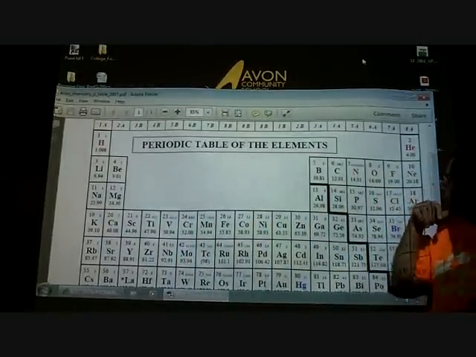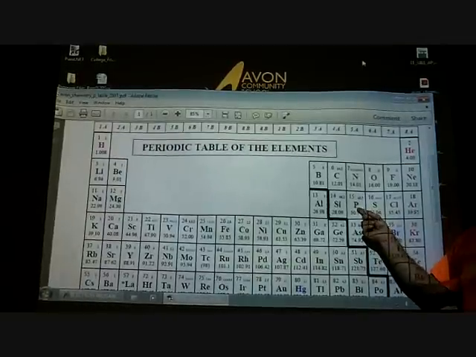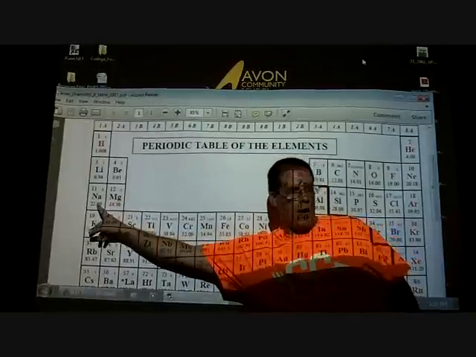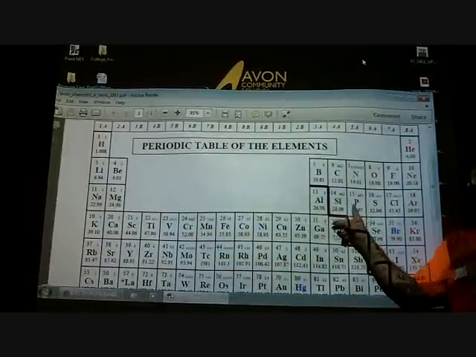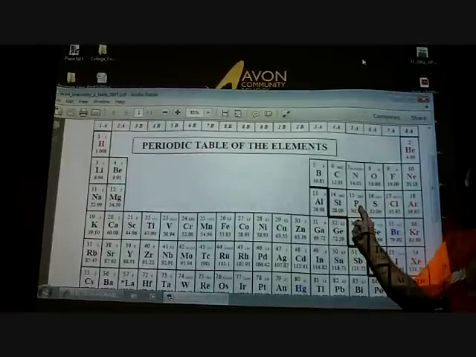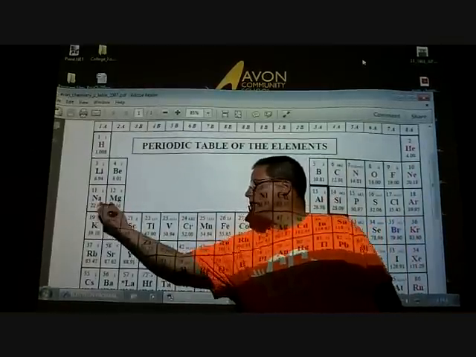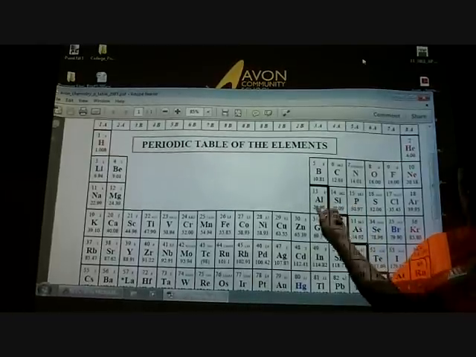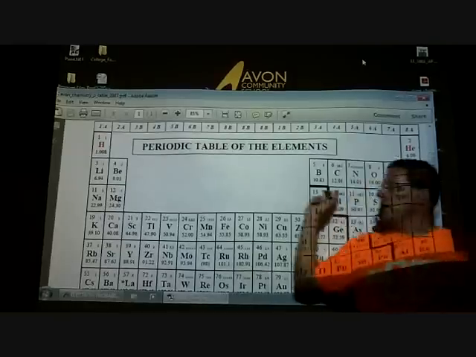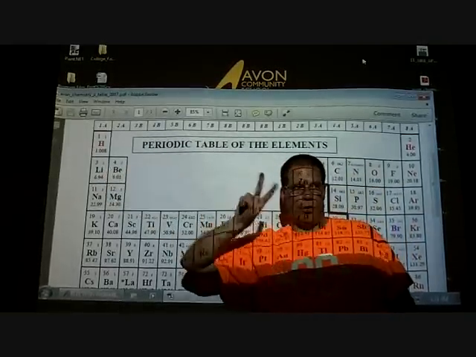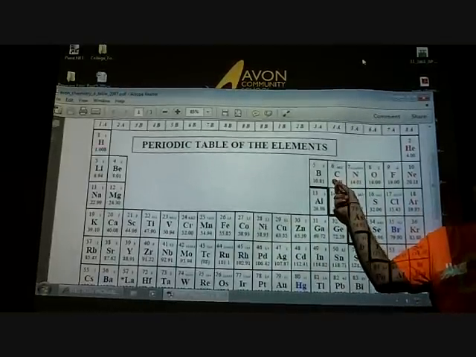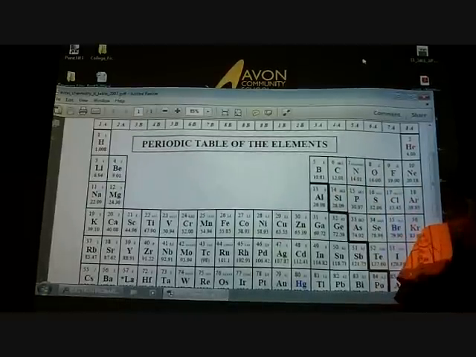Let's do it for, say, phosphorus. How many s orbital electrons are there for phosphorus? 2. How many p orbital electrons are there for phosphorus? 3. If I have 2 electrons in the s and 3 in the p, how many valence electrons do we have? 5. Let's do one more. If I look at oxygen, how many s orbital electrons do I have? 2. How many p orbital electrons do I have? 4. So 4 plus 2 is? Now, hopefully you recognize the pattern.